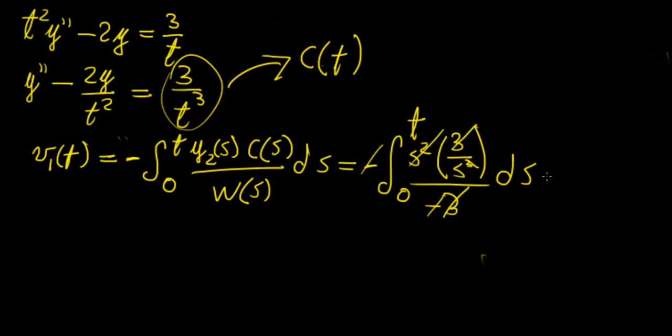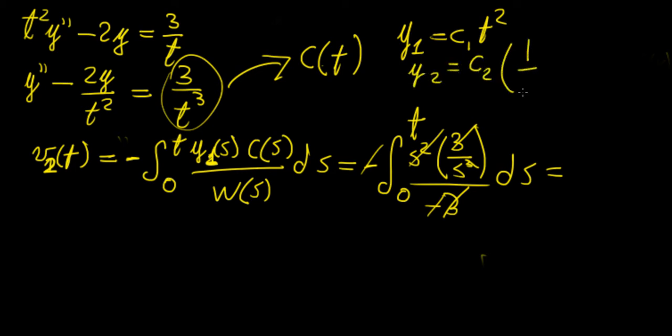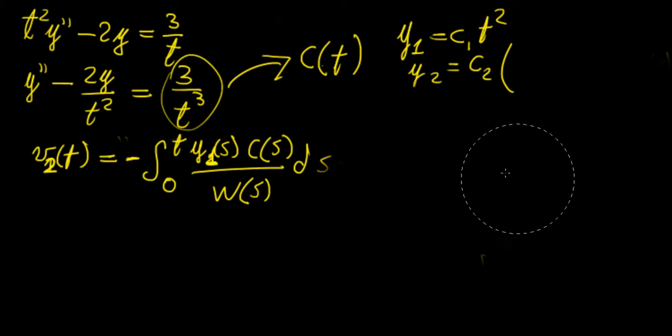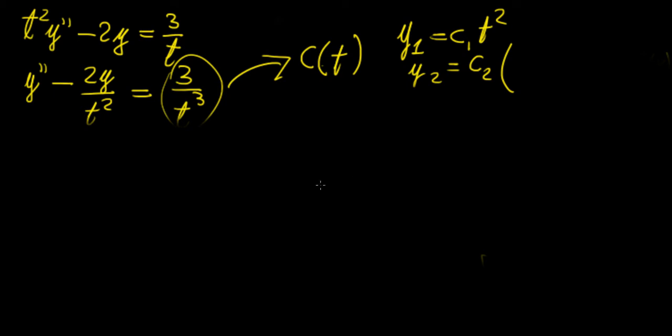So in the end, what we should have, oh actually I made a mistake, because what I put in here was y1. I forgot that our solution was, so y1 was c1 t squared, and then y2 is supposed to be c2 times 1 over t. So I actually did this the wrong way, so let's backtrack a little bit. Okay, let me erase this. Okay, so yeah, sometimes you lose track of what you're doing. So let's do it again.